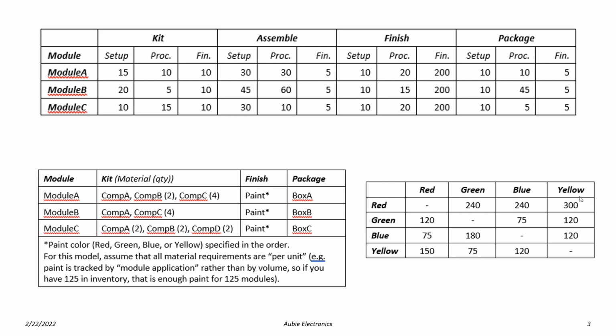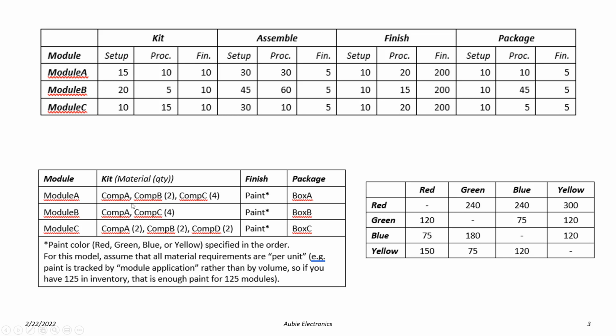And so at each stage, kit, assemble, finish, and package, you can see that we have 3 different processes. We have a setup process, a process, and then a finish process, and all of those times can potentially be different by module, by station, and so on.